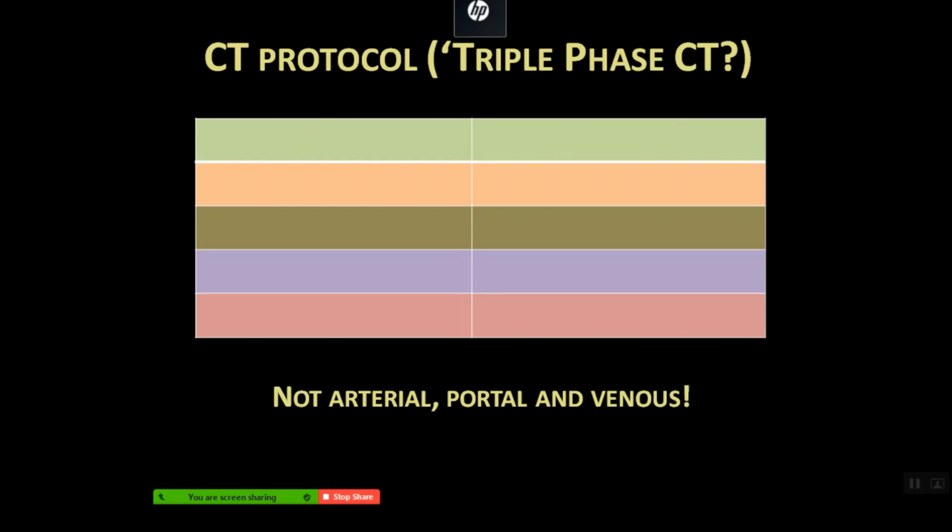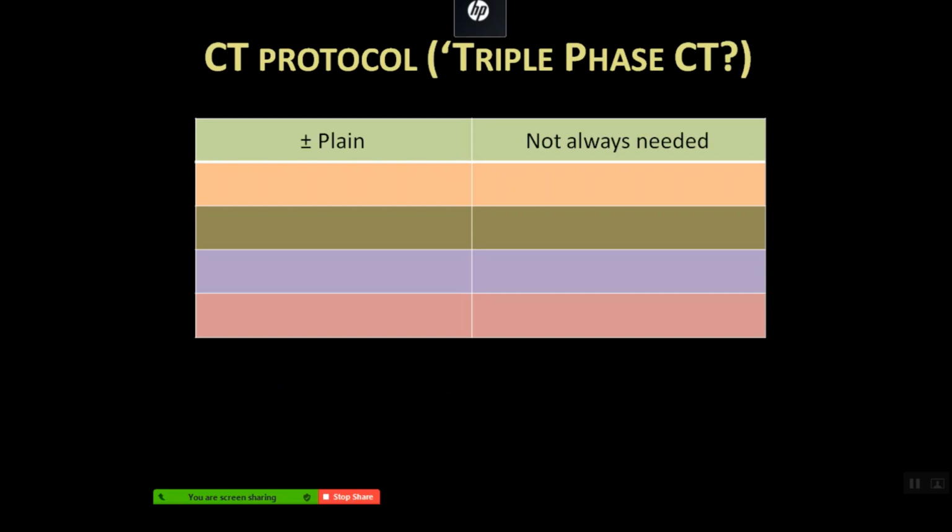Now this term portal is used only in India. When I went to the US, no one understood what it was. For them, portal venous is one phase. There's no separate portal phase and venous phase. If you look at all articles and textbooks, they don't talk of a portal phase. They talk of the portal venous phase. So the plain or non-contrast phase, we don't always need in the liver.